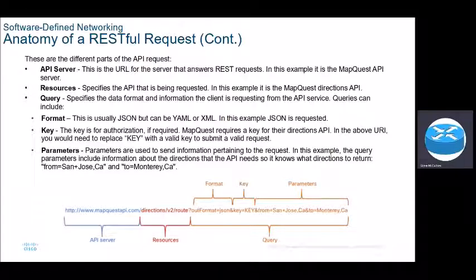Yes, it is. And so, of course, we identify the API server with the host name there. Resources specifies the API that is being requested, and so we're using MapQuest here. The query specifies the data format, and so we're using JSON. And then the key is for authorization, and so we're just using "key" as a key here because it's an example. And so with parameters, of course, that's the information for your search. And so, of course, we're going from San Jose to Monterey.